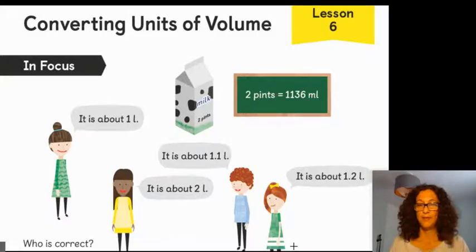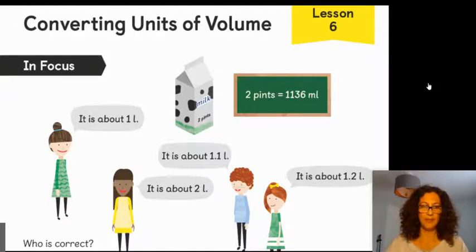Now, here is the in focus task, and it says 2 pints of milk equal 1,136 millilitres. And then we've got some children here. We've got one that says it's about 1 litre, one that says it is about 1.1 litres, one child that says it's about 2 litres, one child that says it's about 1.2 litres. Who is correct? So we're thinking about rounding up and down, but before we do, we need to convert these units of measure to millilitres.